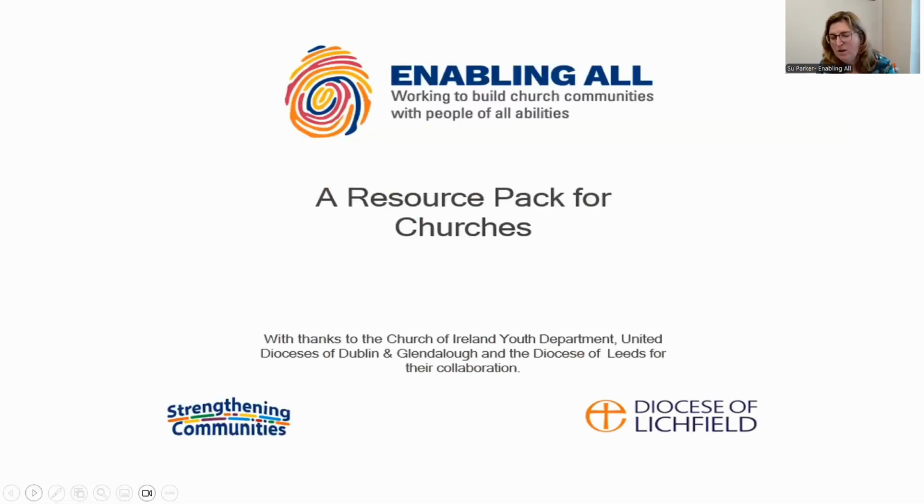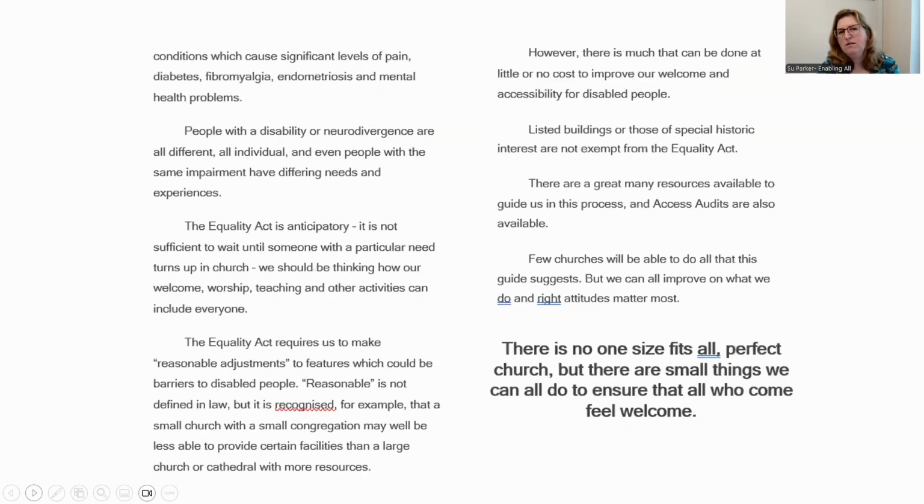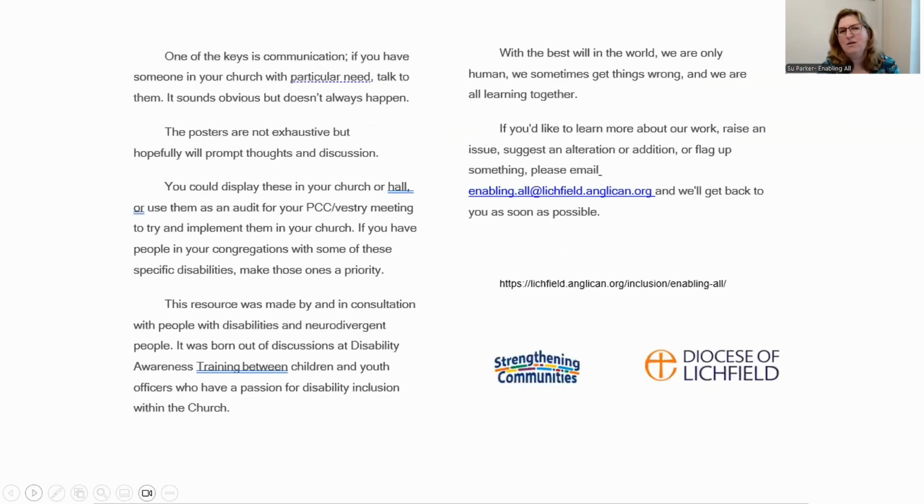I'll just do a very quick showing of the resource pack that we've had online for a long time. It gives information about the use of it. And as it says, there's no one-size-fits-all, perfect church. But there are small things that we can do to ensure that all who come are welcome. Display these at your church or in the hall, use them as an audit for your PCC. You can use this information however you want. It can be printed out.